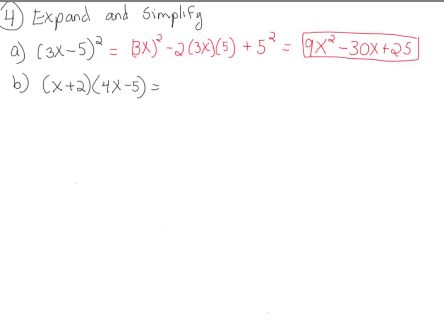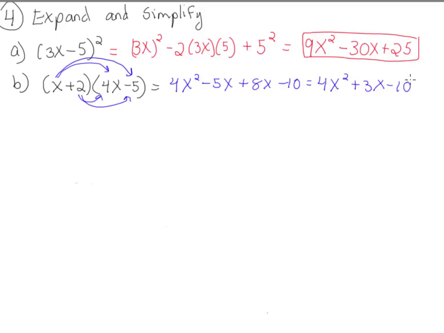In example B, we're going to use our product rule, sometimes referred to as the FOIL method. Take our x times our 4x, first terms multiplied together, gives us 4x squared. Our outside terms multiplied together give us negative 5x. Our inside terms multiply together for a plus 8x. And then, of course, our last terms multiply together for a negative 10. Combining our like terms in the middle, we end up with 4x squared plus 3x minus 10.